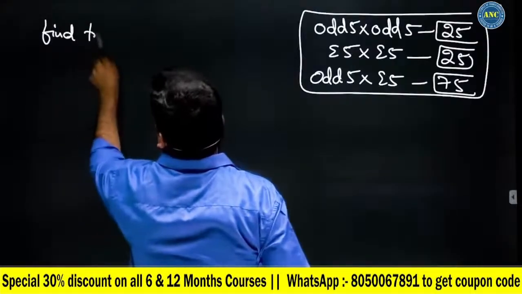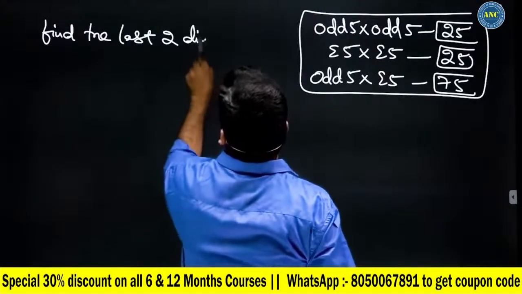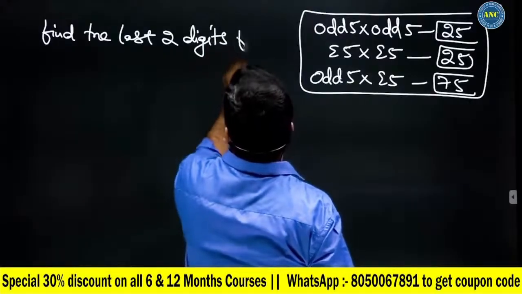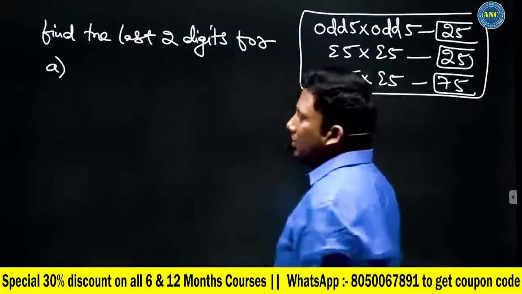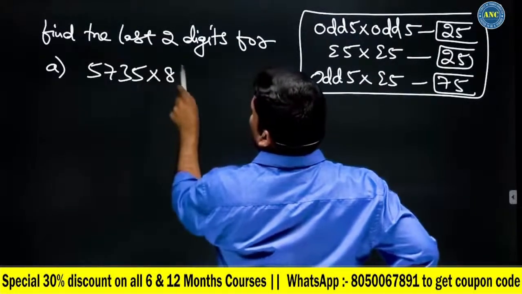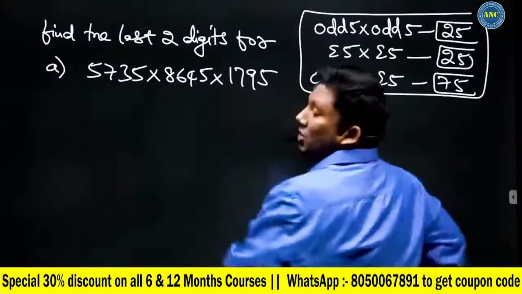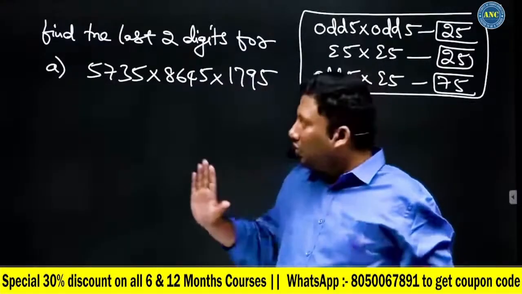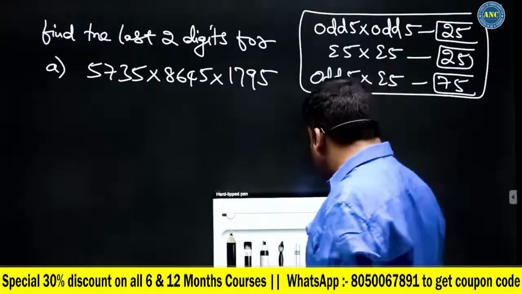Find the last 2 digits for this example: 5735 into 8645 into 1795. Seems like a terrific question to you.